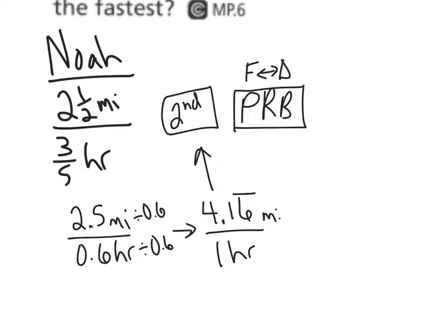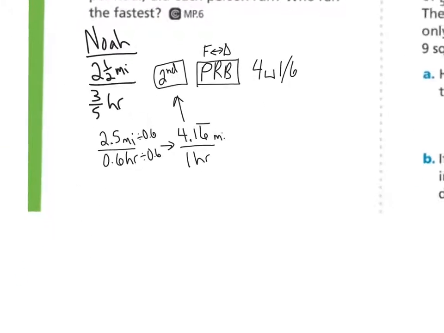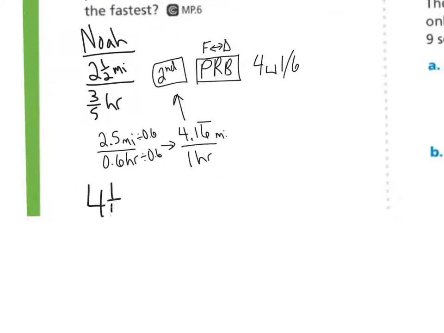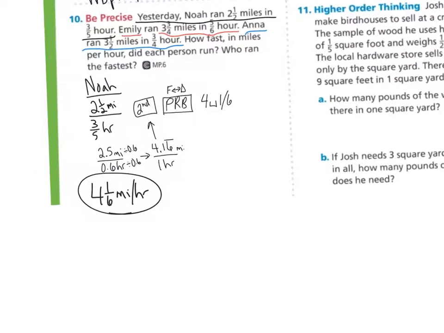So if we hit second and that F to D, on your screen it should look something like this. And what that means is 4 1/6. So that's changed it over to a mixed number for you. Again, if you don't have a calculator and you're not going to give a decimal answer, it'd probably be best just to keep those as fractions and work it out that way. But anyway, Noah would be 4 1/6 miles per hour. And then we'll do the same process for the other two.